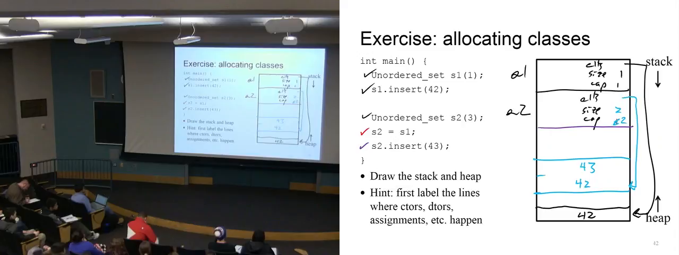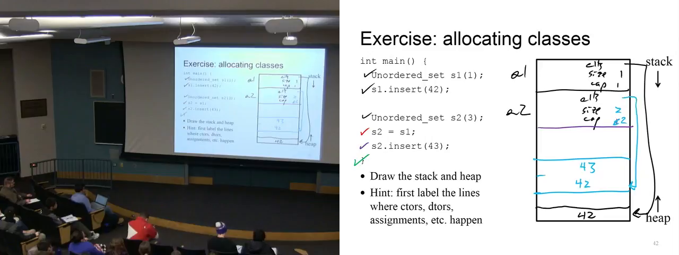Okay, are we done? No. Now we have to do the last line of code right here. Does it look like a function runs on this line of code? No. Does a function run on this line of code? Yes. How many functions run on this line of code? 2. So we destroy S1 and S2.